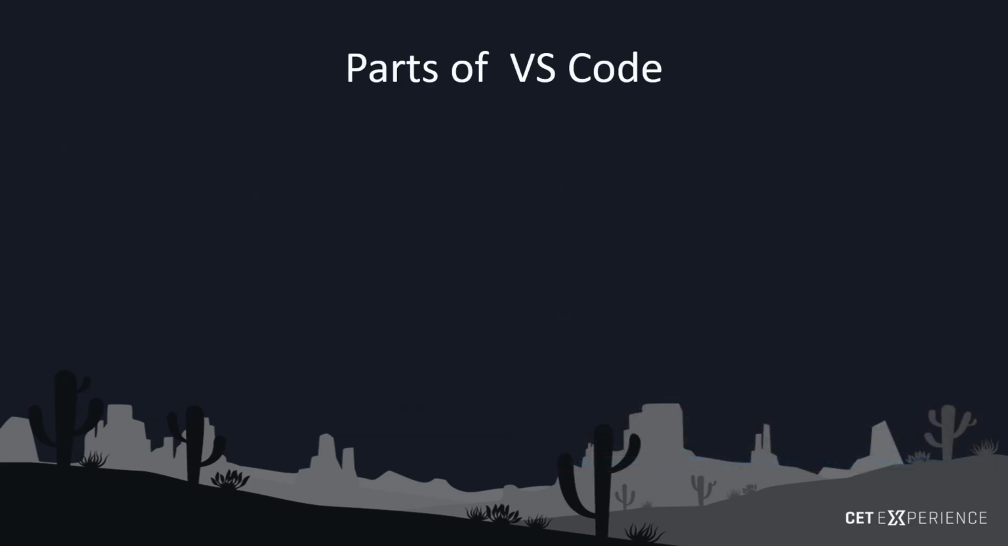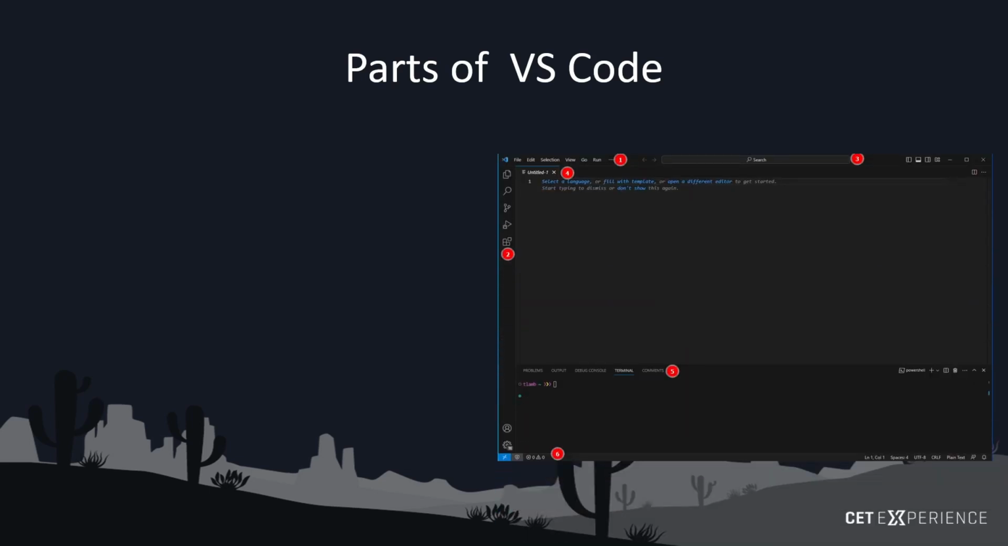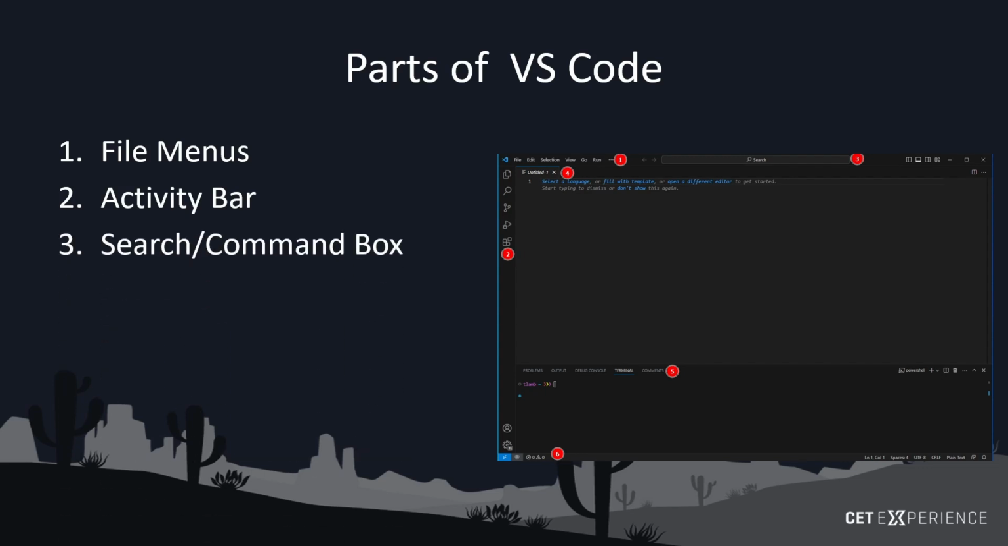Next I want to walk through the different parts of the editor. Here I've got a pretty simple Visual Studio window, similar to what you might see when you first install the application and open it up. First we've got the file menus up at the top, like most applications. There's a lot of actions you can do from up there. Down the left side of the window by default is the activity bar, which helps you hop between a few different areas of the application. We'll go into more details about those in a little bit.